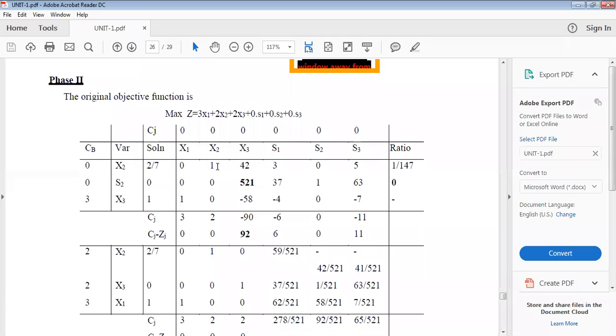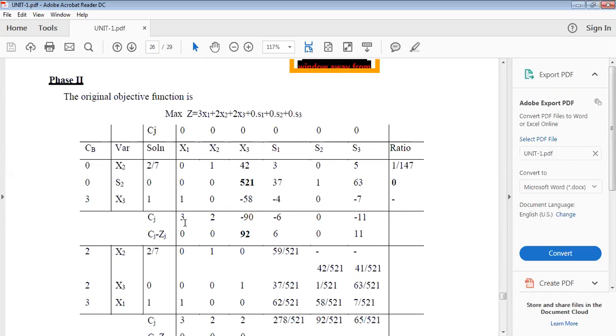So for 2 into 1, it becomes 2. 3 into 0, 0. So like that, this is 2. That is not 0. So for X2, the multiplication factor is 2. And for X3, the multiplication factor is 3. So therefore, 2, 0, 3 are the correct values. Here he has marked 2, 0, 3. So 2 into 0, 0 into 0, 3 into 1.